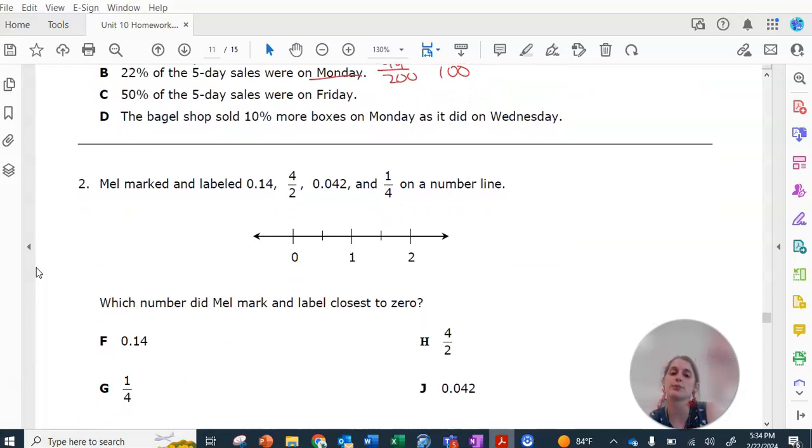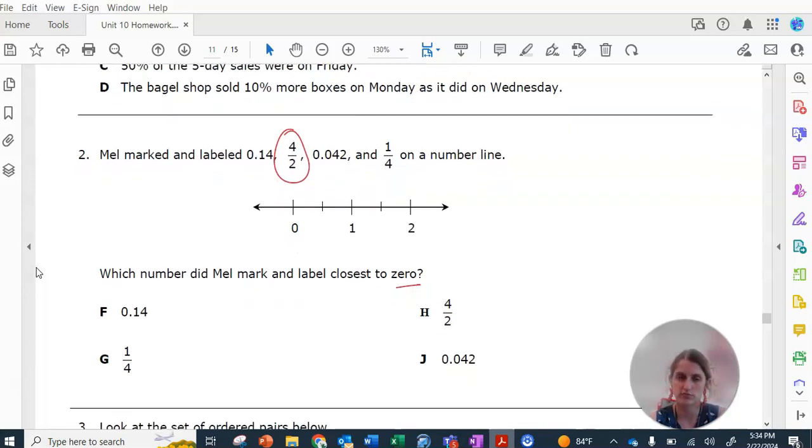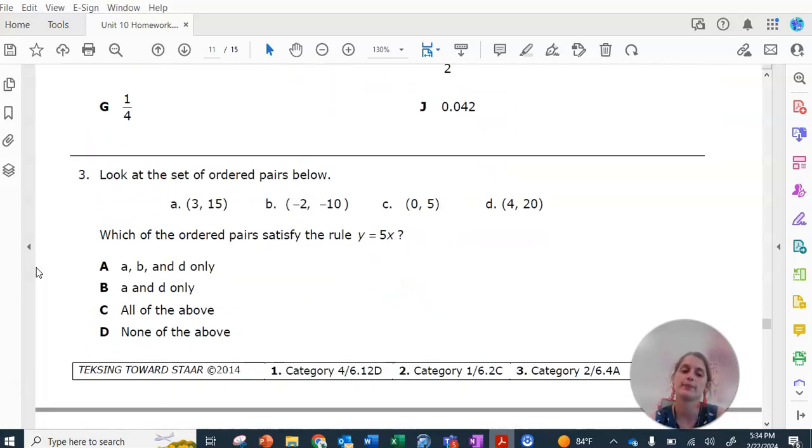Here, we want to plot all four of these numbers on the number line and decide which one is closest to 0. If you want to change them all to decimals, okay, that's maybe easier to compare. I encourage you to think about how you could simplify that before you try and figure out that fraction amount.